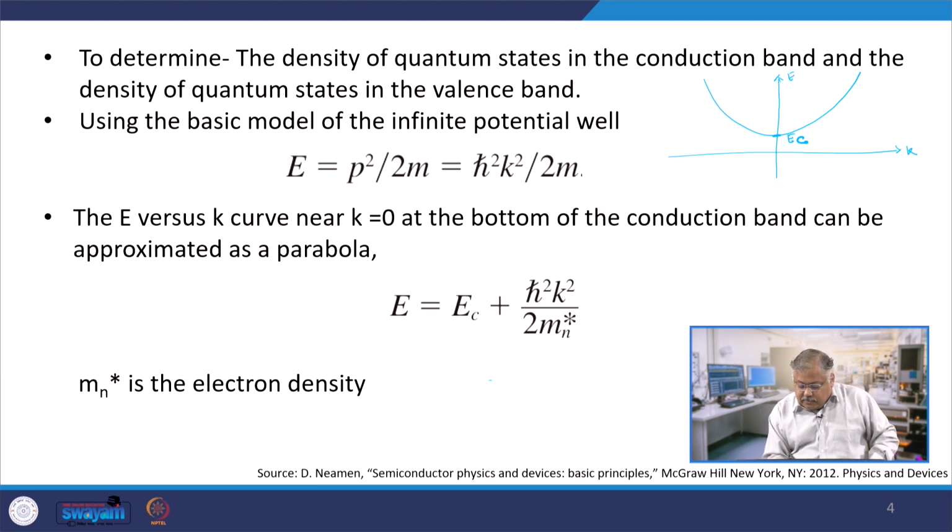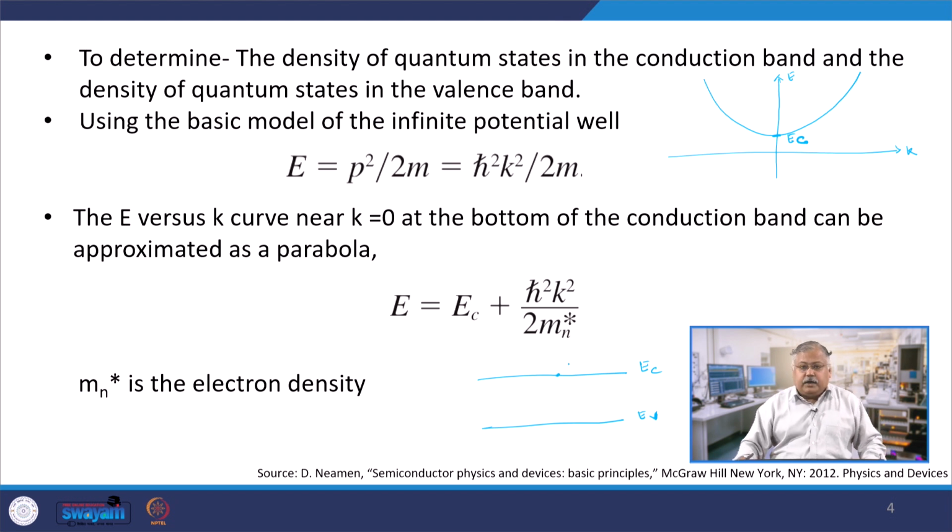So, if you remember in all our previous discussion, we had this conduction band and this valence band. So, we are talking about the energy at this particular point, at the edge of your conduction band. That is the point where your energy will be minimum at K equals to 0.